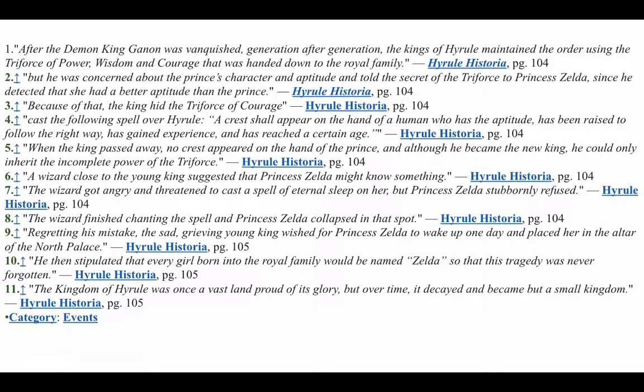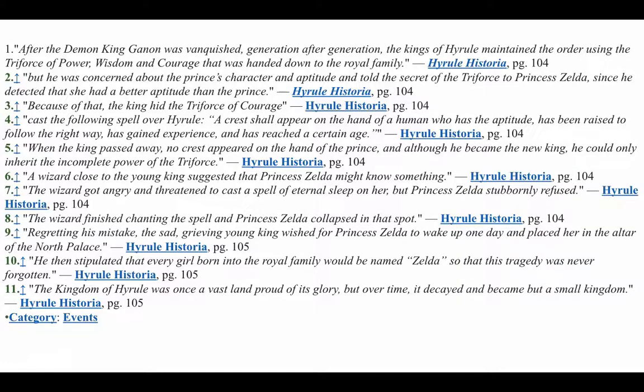When the king passed away, no crest appeared on the hand of the prince, and although he became the new king, he could only inherit the incomplete power of the Triforce. A wizard close to the young king suggested that Princess Zelda might know something. The wizard got angry and threatened to cast a spell of eternal sleep on her, but Princess Zelda stubbornly refused. The wizard finished chanting the spell, and Princess Zelda collapsed on that spot. Regretting his mistake, the sad, grieving young king wished for Princess Zelda to wake up one day and placed her in the altar of the North Palace. He then stipulated that every girl born into the royal family would be named Zelda, so that this tragedy was never forgotten. The kingdom of Hyrule was once a vast land, proud of its glory, but over time it decayed and became but a small kingdom.